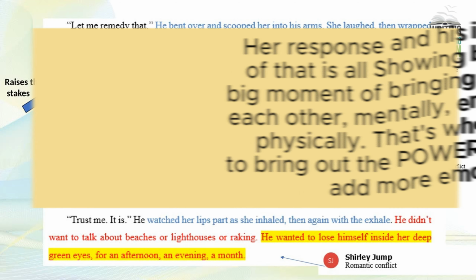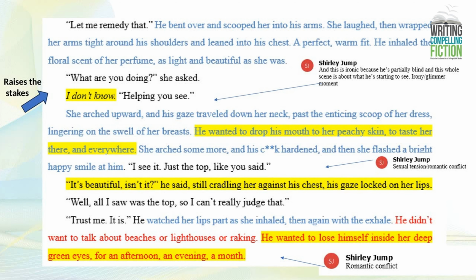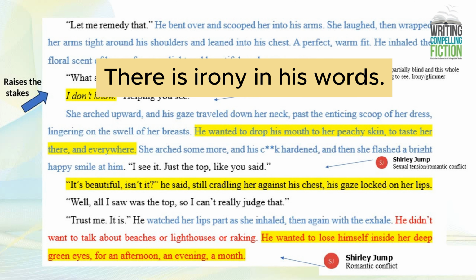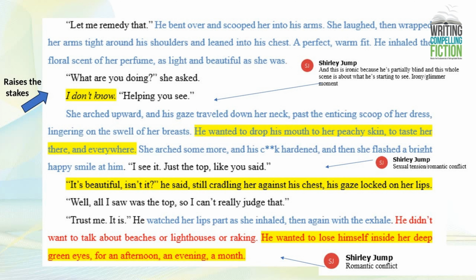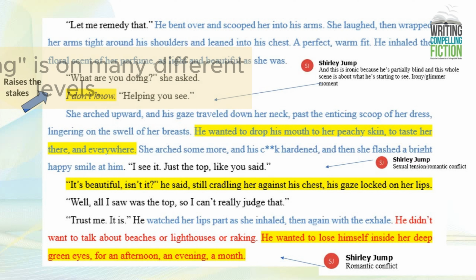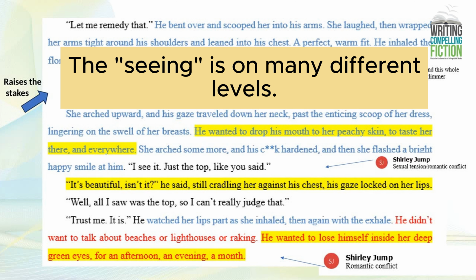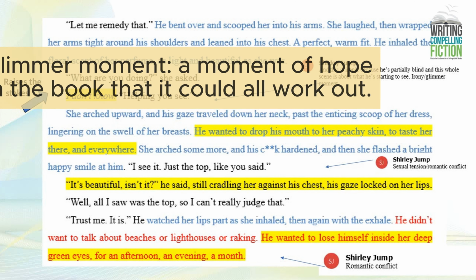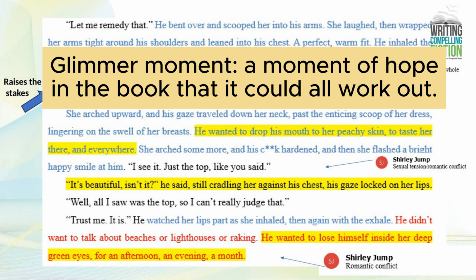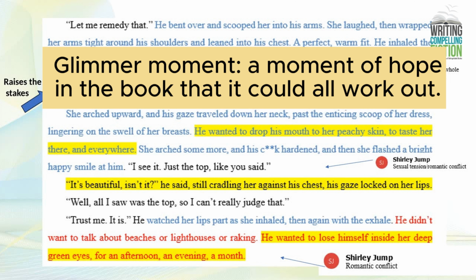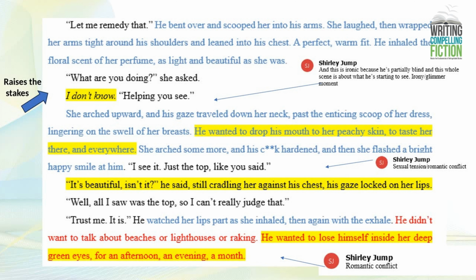And she says, what are you doing? And he goes, I don't know, in his head. And he says, ironically, helping you see, because he's partially blind. And this whole scene is about him starting to see himself, starting to see a future, starting to see another kind of life. And again, I'm not thinking this when I'm writing it, but this is the glimmer moment that I talk about when I talk about writing those in your book, because the reader looks at that and says, oh, look, he's growing a little. He could possibly fall in love with her.